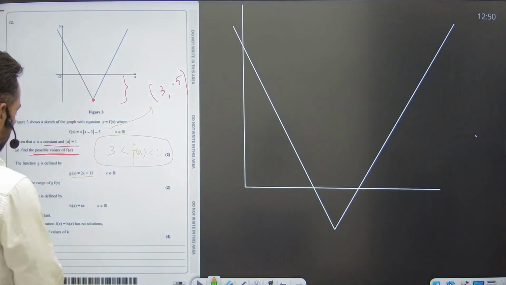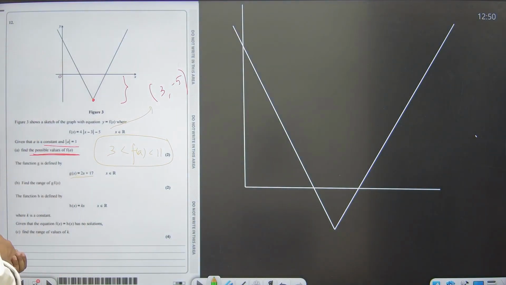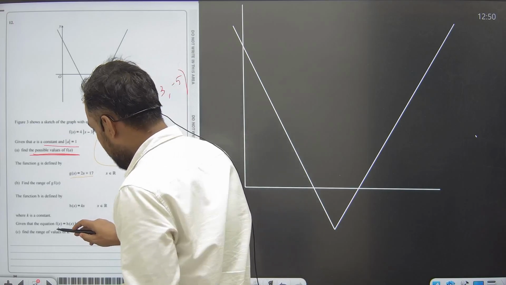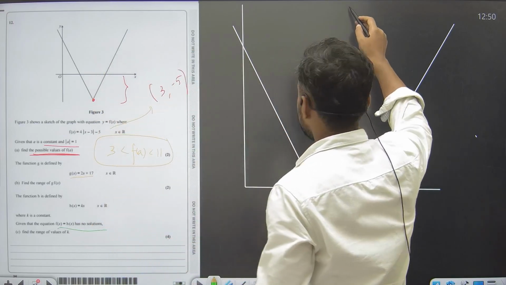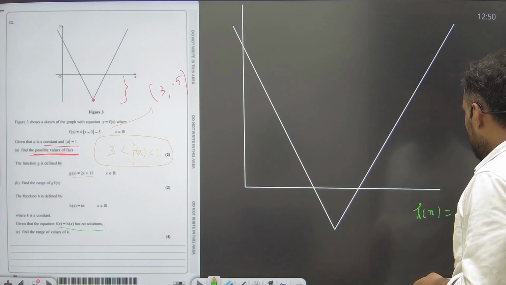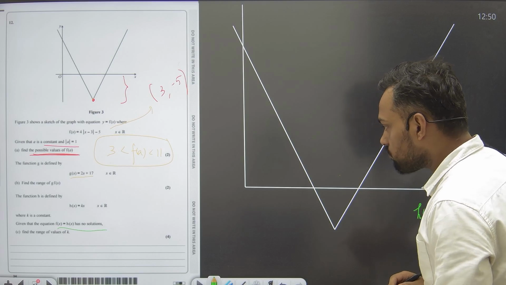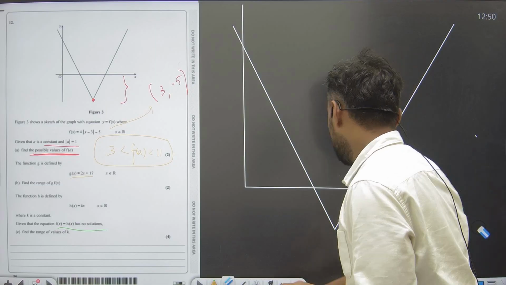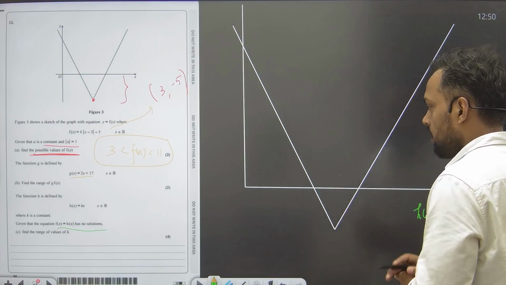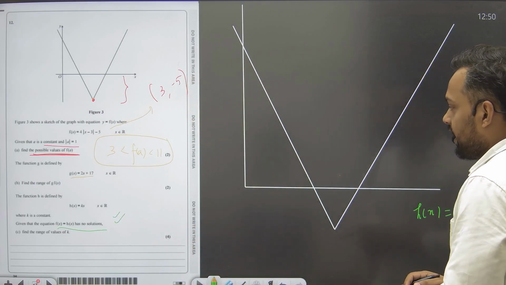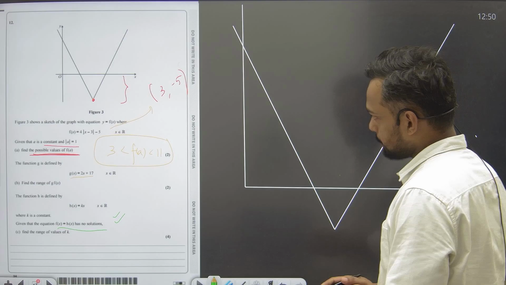If I say in the second part, in the last part, which is a good question, the function h(x) is given by h(x) = kx, and they have told that h(x) has no solution here, students. I'll be writing it here. f(x) = h(x), that is f(x) = kx, and they have mentioned in the question that it has no solution. So find the range of values of k.